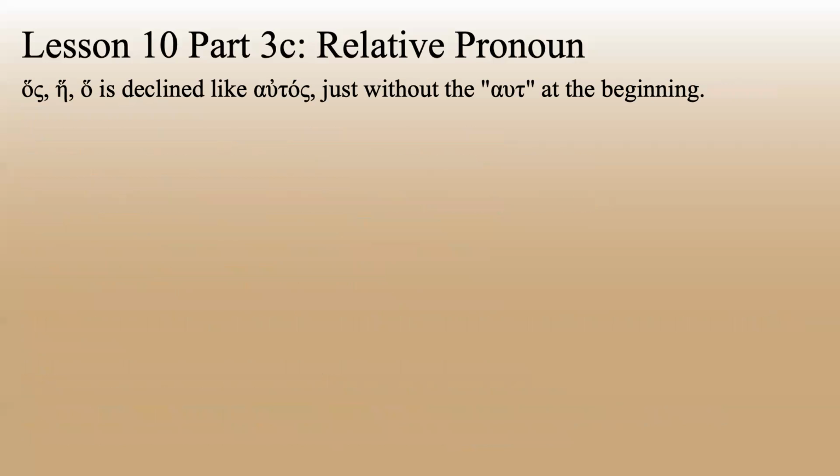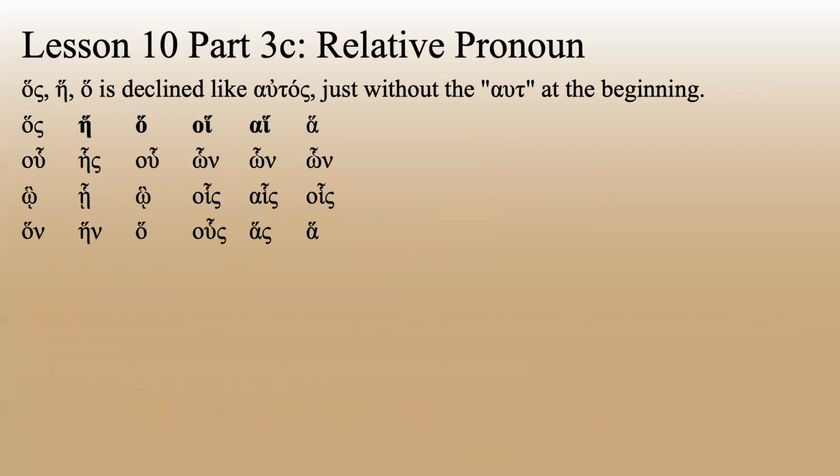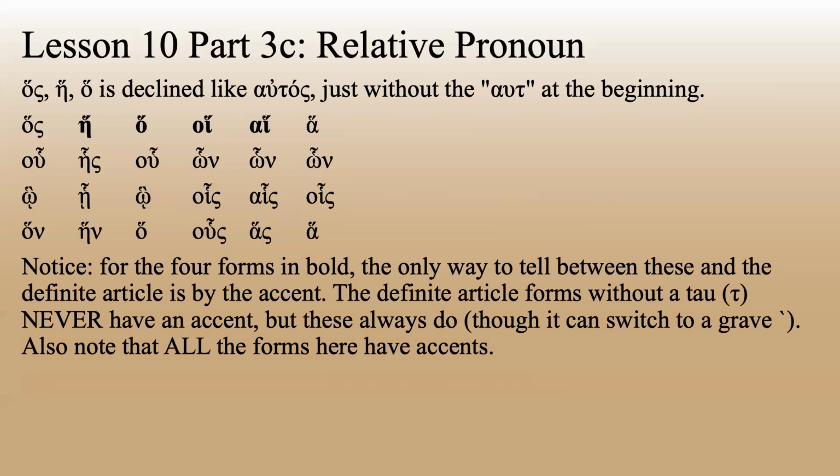Now, hos, hē, ho is declined like autos, just without the au at the beginning. It's going to look very much like the definite article, but there's an exception or two in there. So it's better to think of it as autos without the au. So here are the forms: hos, hou, hō, hon, hē, hēs, hē, hēn, ho, hou, hō, ho, hoi, hōn, hois, hous, hai, hōn, hais, has, ha, hōn, hois, ha. Hopefully you're looking at that and noticing some things that look a little weird.